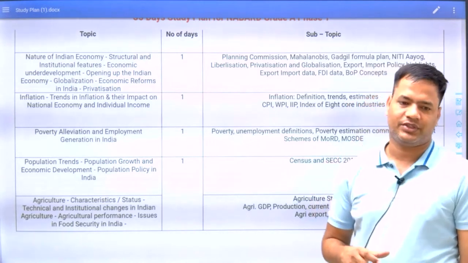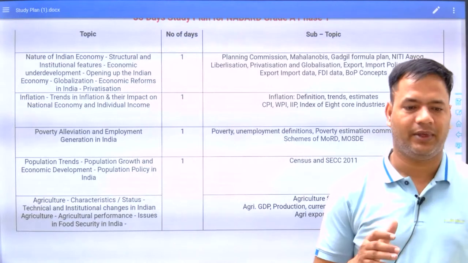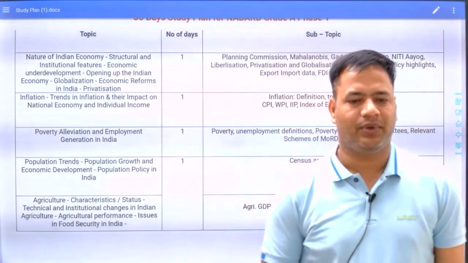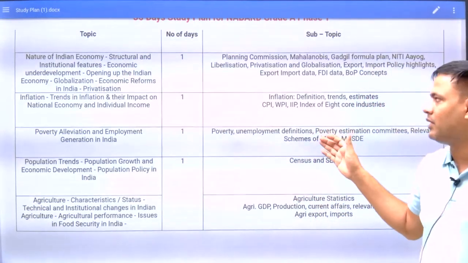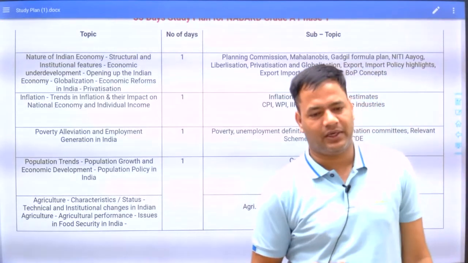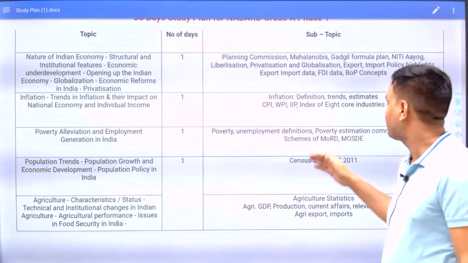All these things you must know, because 5 year plan related questions are repeatedly asked in the NABARD exam. This year RBI, in phase one general awareness, asked about the 5 year plans. They asked the first 5 year plan time period and the 12th 5 year plan time period. So you must know the 5 year plans.